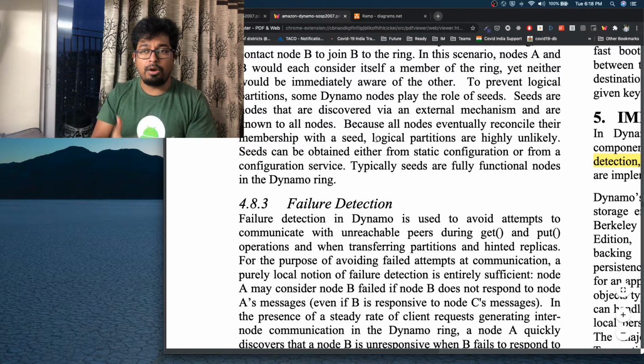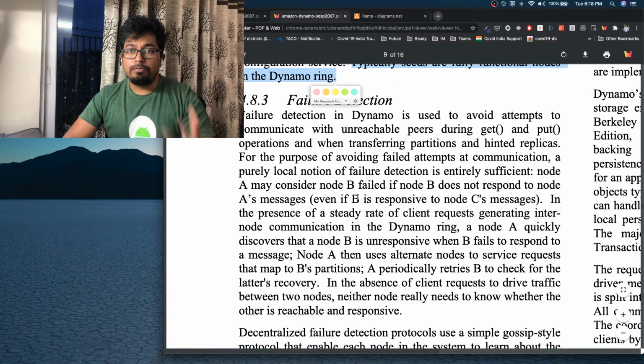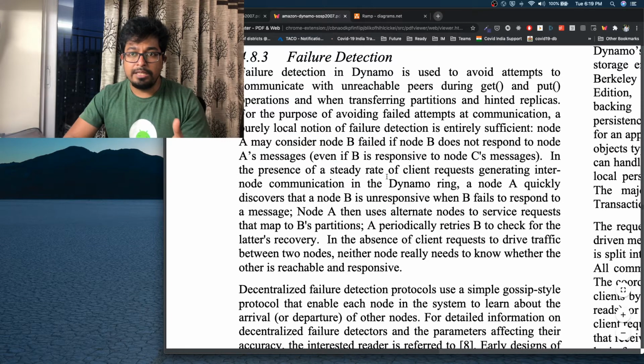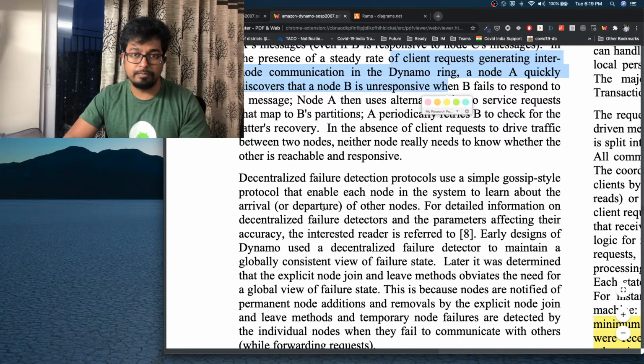And hence you will not have logical partitions. So the failure detection is also decentralized. A purely local notion of failure detection is entirely sufficient. Node A may consider node B failed if node B does not respond to node A's messages. In presence of a steady rate of client requests generating inter-node communication in a Dynamo ring, a node A quickly discovers that node B is unresponsive.